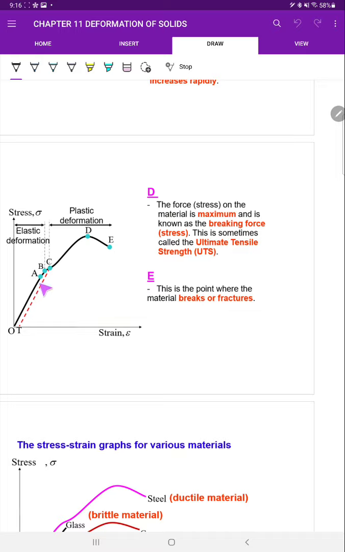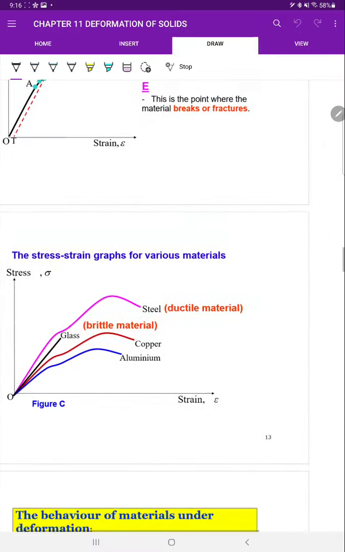So kat sini elastik, elastik maksudnya kenyal, dia boleh patah balik ke bentuk asal tanpa perubahan bentuk. Tapi kalau plastik, dia dah start panjang terlebih dan takkan patah balik ke bentuk yang asal.